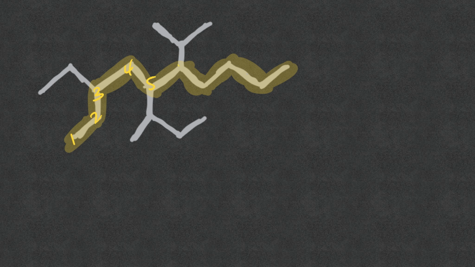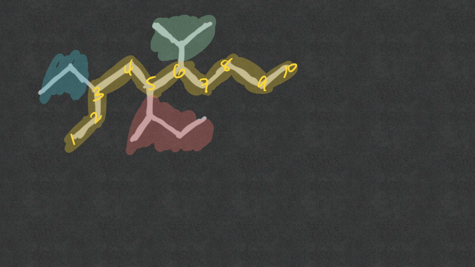Okay, so 8, 9, 10. Now we've got that. Let's highlight each of our substituents. We have this one here, this one here, and this one here. So I have substituents at carbon 3, carbon 5, and carbon 6. Cool. Let's go ahead and name each of these substituents.